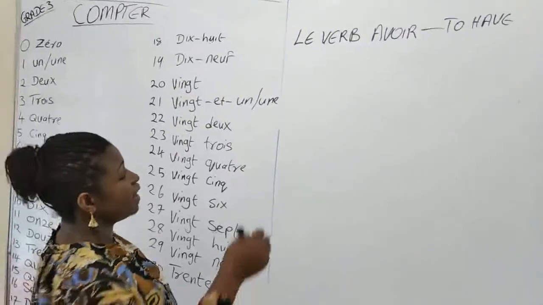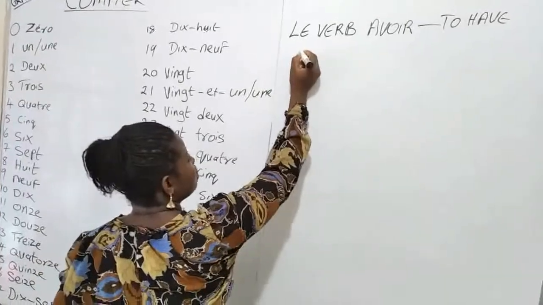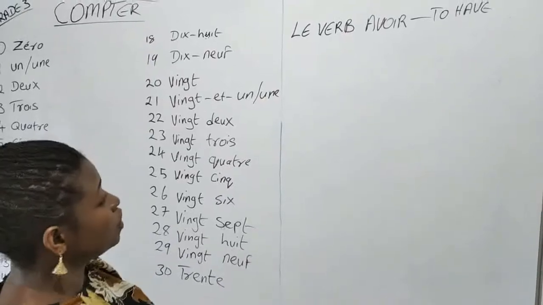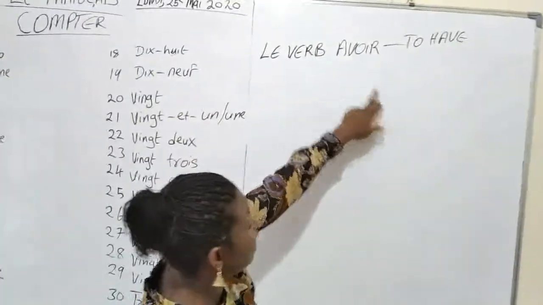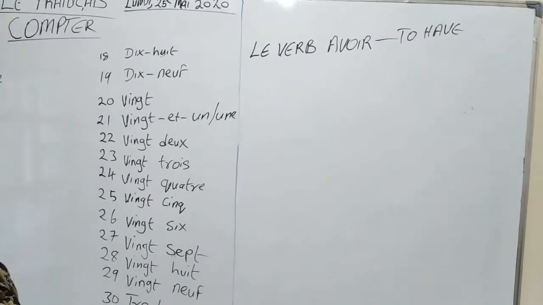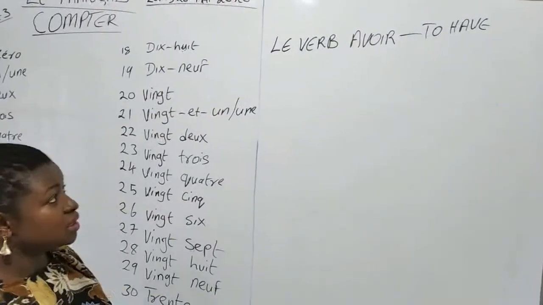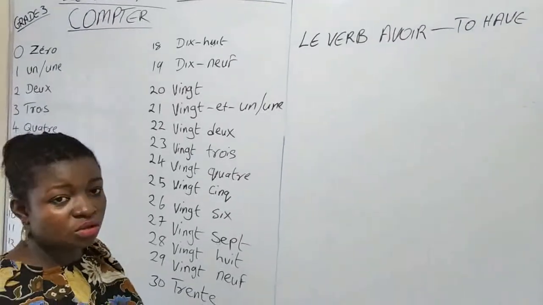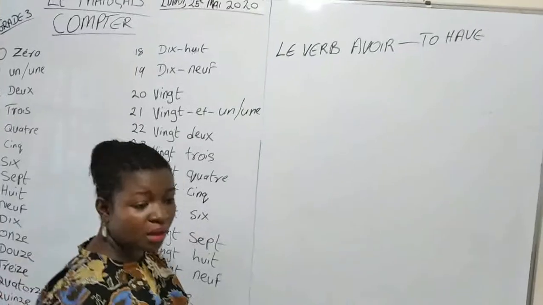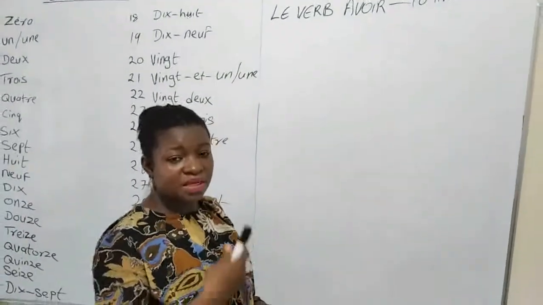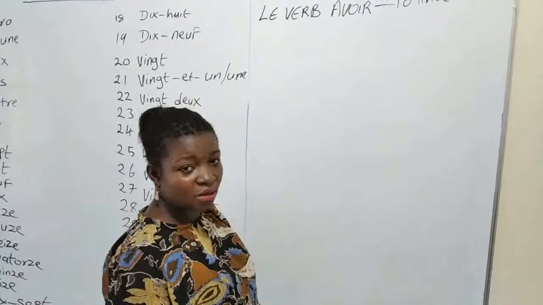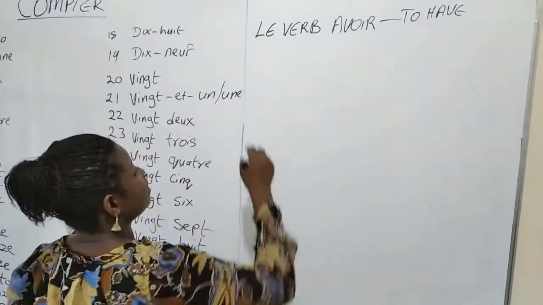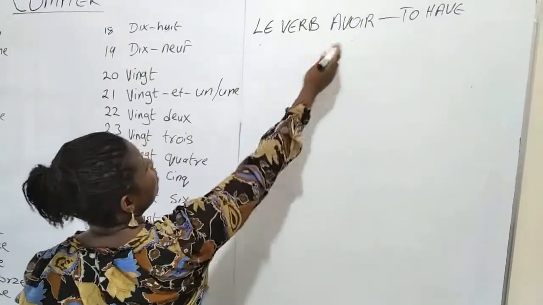Okay, so like we already know, we've done this verb before. To conjugate this verb in the present tense, conjugation simply means to put the form of this verb avoir in either first person pronoun, second person singular pronoun, third person. Then you go to plural for first person, third person, and second person. We're going to look at it right now.